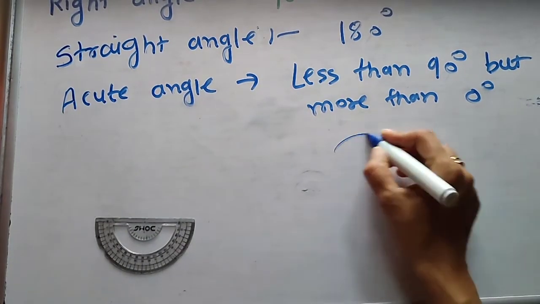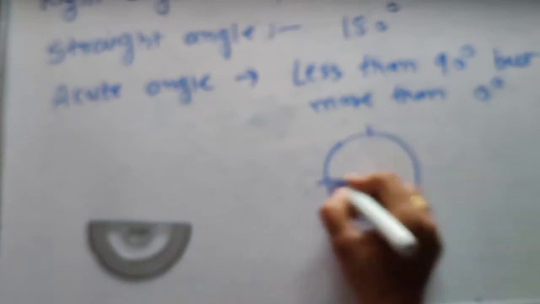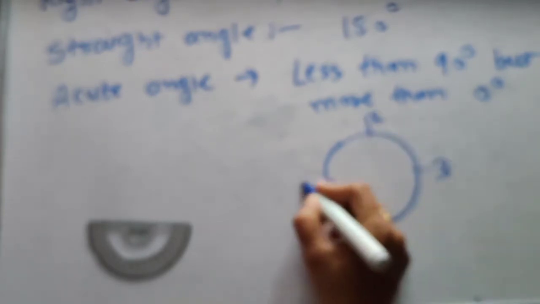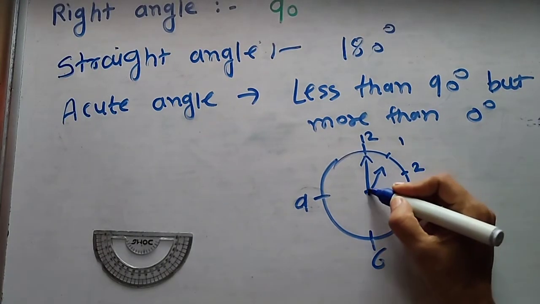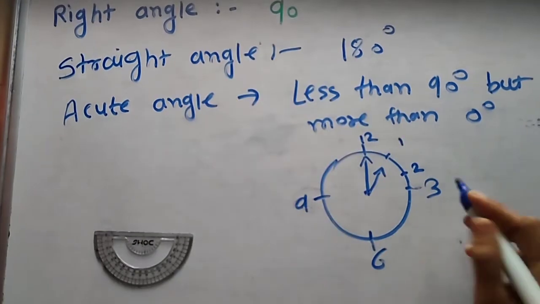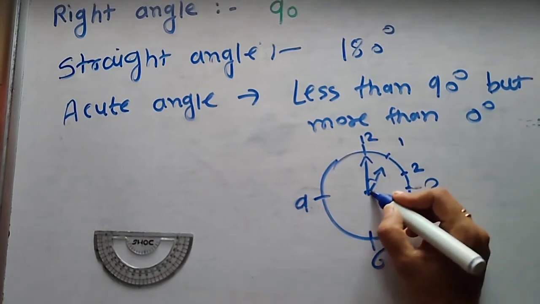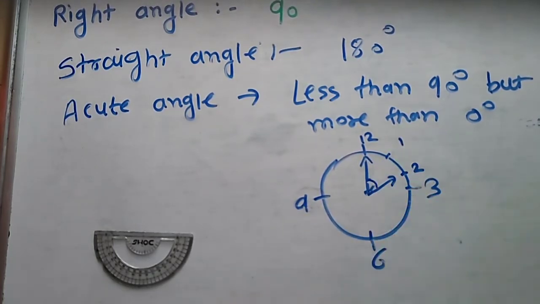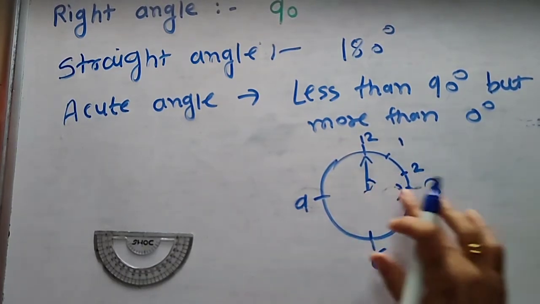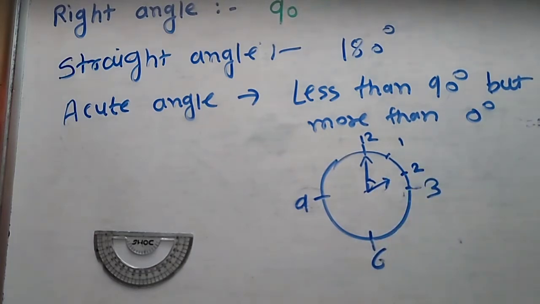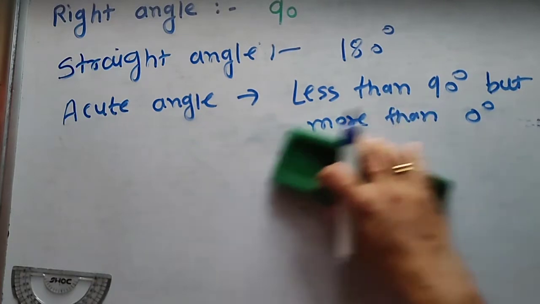Then in a clock, this is 12, 3, 6, 9. Suppose this is 1, 2. Here also an angle is formed. See, this is 1 o'clock. Here we get an acute angle. At 2 o'clock again we get an acute angle. But at 3 o'clock we get a right angle. So an acute angle means less than 90 degrees but more than 0 degrees. This type of angle is called an acute angle.